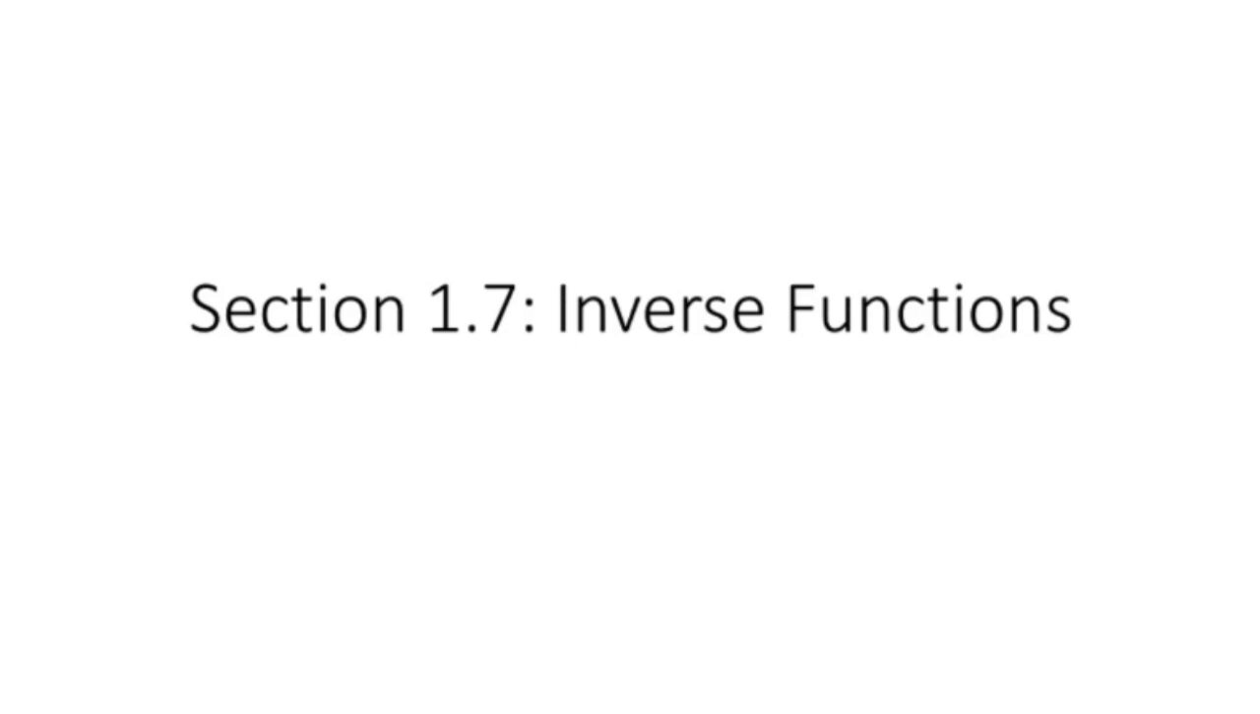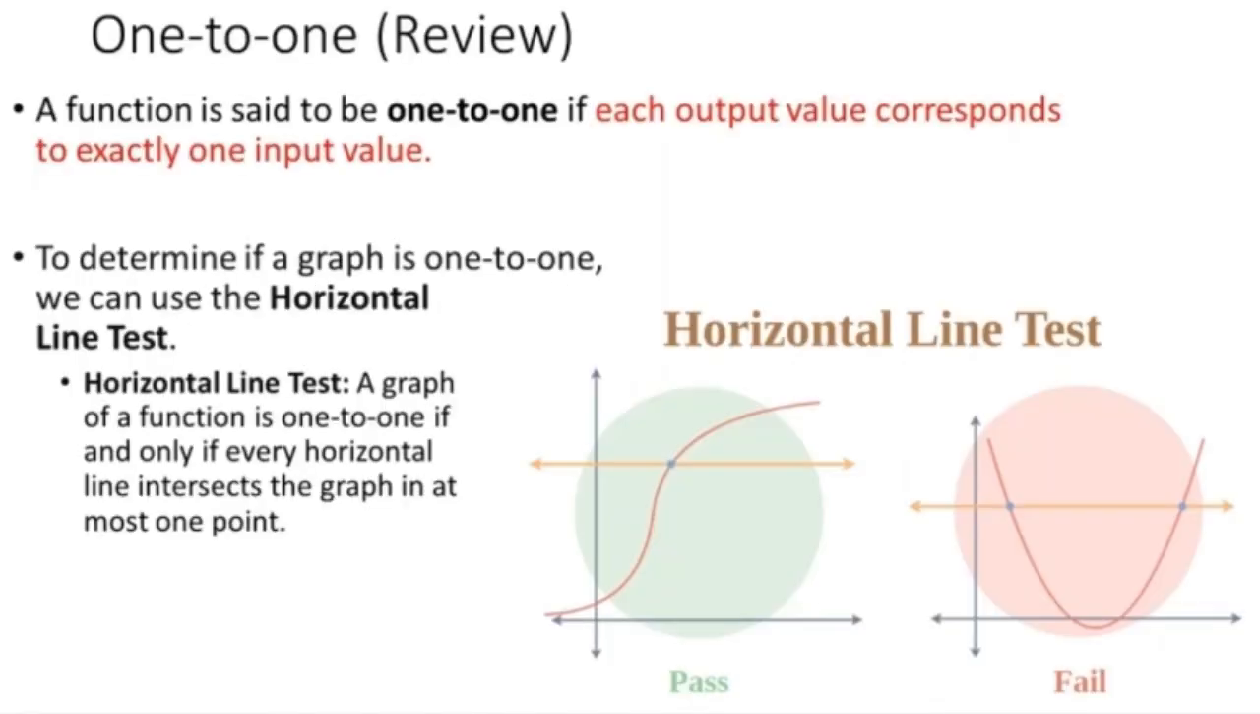Section 1.7, Inverse Functions. Before we start discussing inverse functions, let's recall the following term that we learned in college algebra. A function is said to be one-to-one if each output value of a function corresponds to exactly one input value of that function. Another way to phrase this: for each y value of an ordered pair on the graph of the function, there's exactly one x value that will yield that y value.